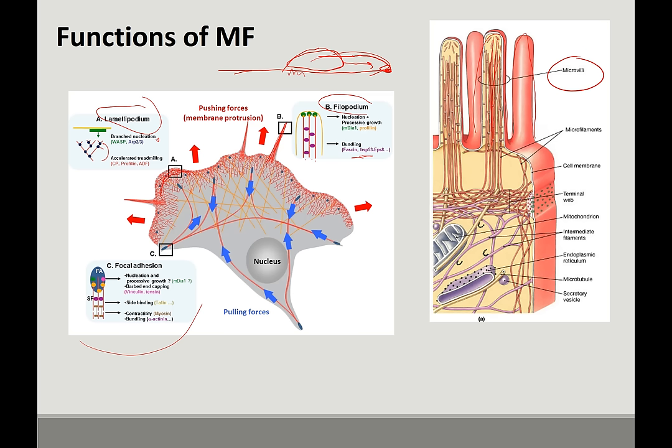And this is kind of a cool picture of the terminal web. And in your book, it talks about, I'll write it down here, myosin and spectrin. So more actin-binding proteins. You can see here intermediate filaments and microtubules. So all of these components are working together to give the cell structure and function.